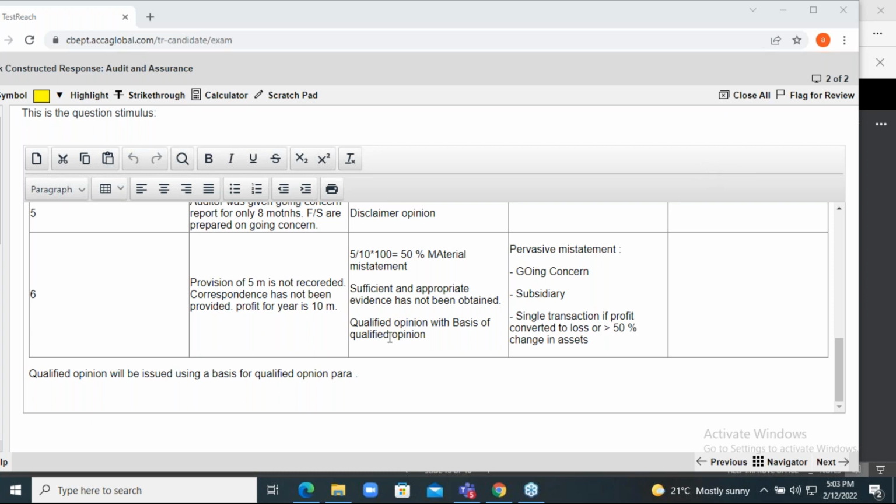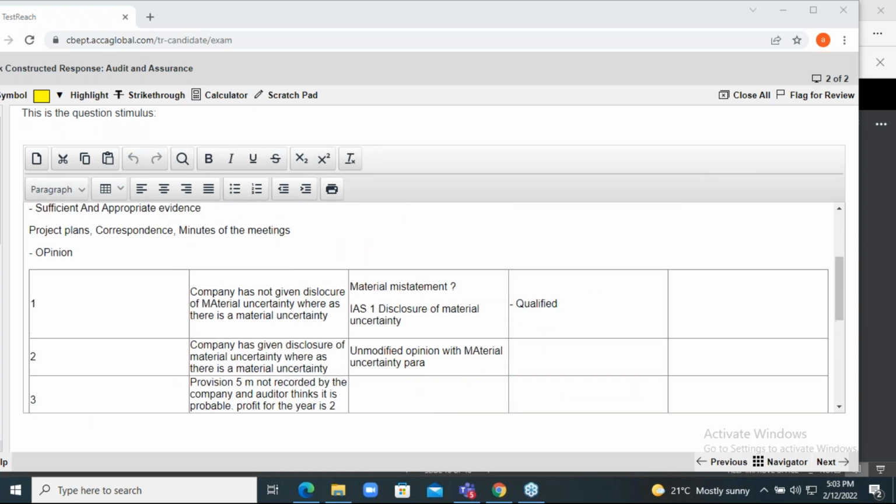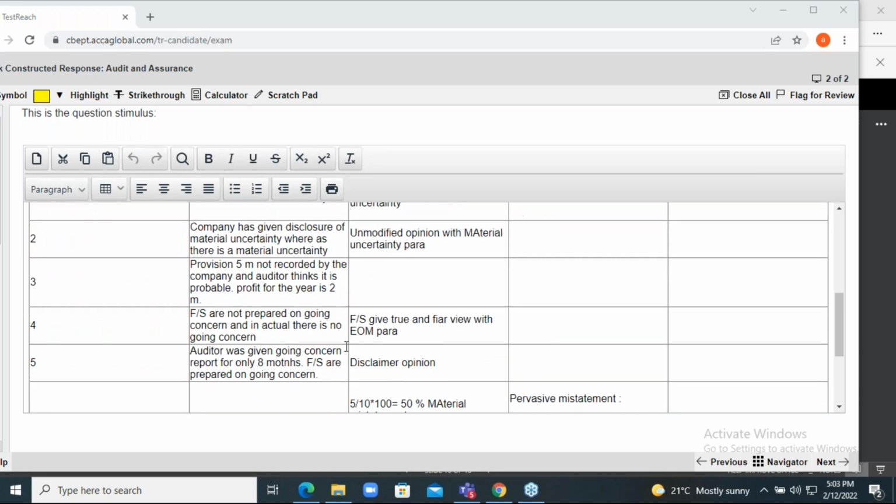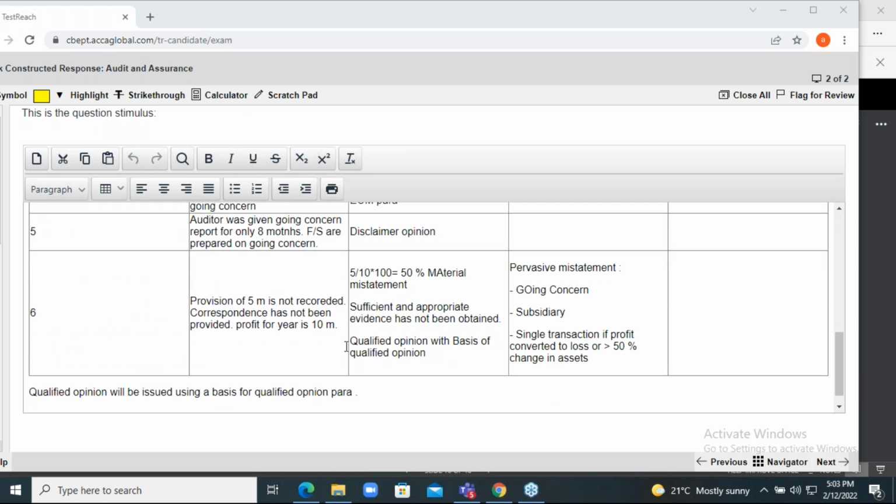So if any of these examples are not clear to you, you can ask a related question.